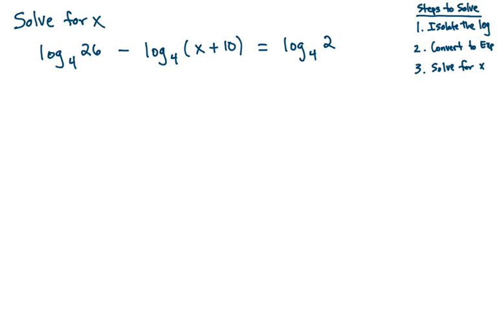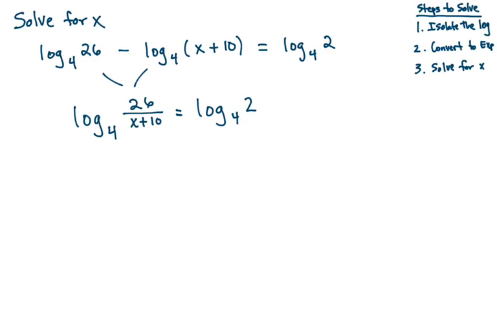In this last example, I do have a couple logarithms on one side and I have a logarithm on the right. So I have several options here, but I am just going to condense the logarithms on the left side and just see what happens. So let's go ahead and condense these two logarithms. So it's log base 4. Since I'm subtracting these two logarithms, I'm going to divide their arguments, their inside. So it'll be 26 divided by x plus 10 equals log base 4 of 2.